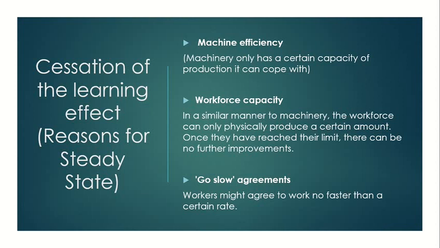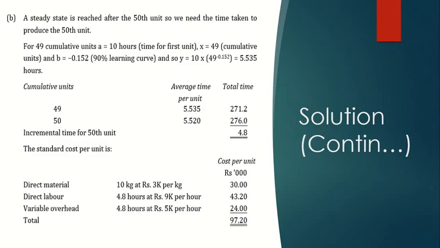Clear? So these are the reasons for steady state, which means thereafter there won't be any further improvements. In my previous question, after the 50th unit, time won't be reduced. The time will be 4.8, because after the 50th unit it came to steady state.